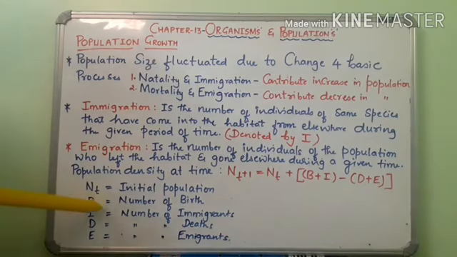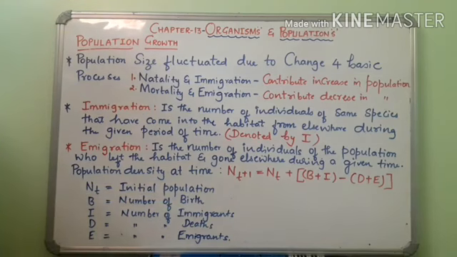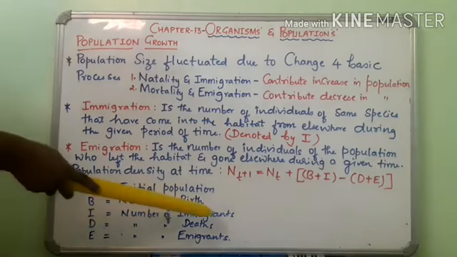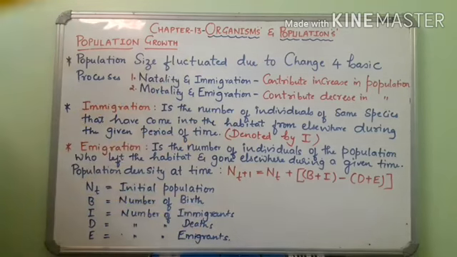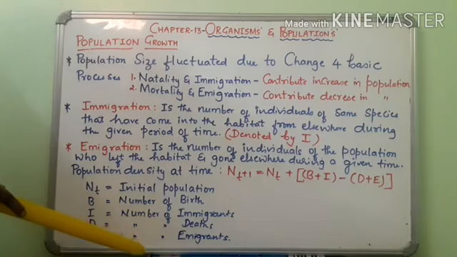Okay, then what is B? The number of births in a given area at a given period of time. What is I? The number of immigrants at a given period of time at a given area. Next, D stands for the number of deaths at a given period of time at a given area. And E stands for the number of emigrants at a given period of time at a given area.